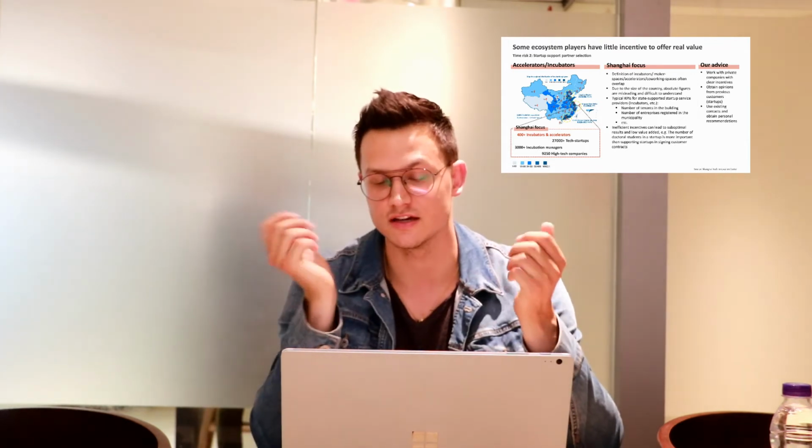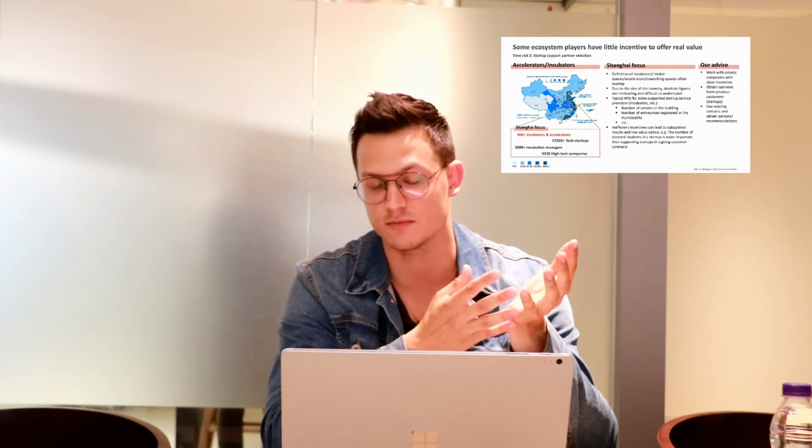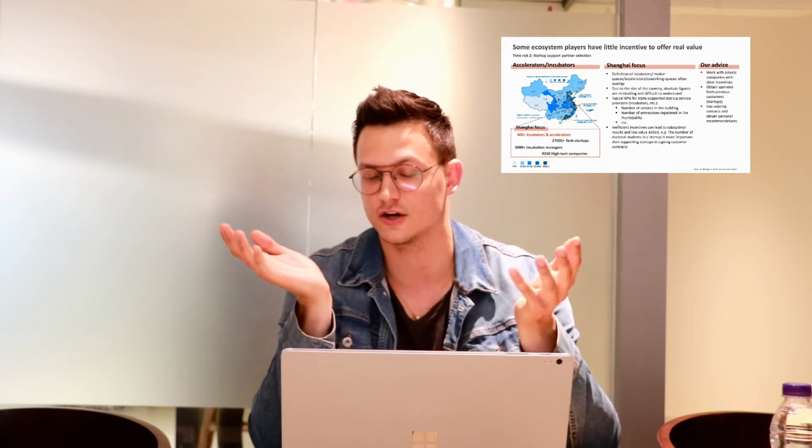For example, in Europe or in the US, the focus would be much more on private and commercially driven players. These players need to iterate and think about their value proposition towards startups, because otherwise they are going to go bankrupt, right? If they don't provide the value, they can't sustain themselves in the long term. So that's something to be aware of.